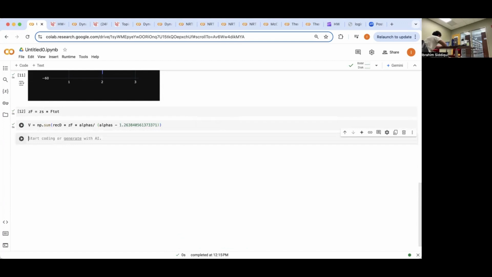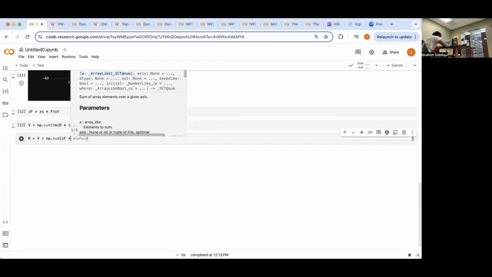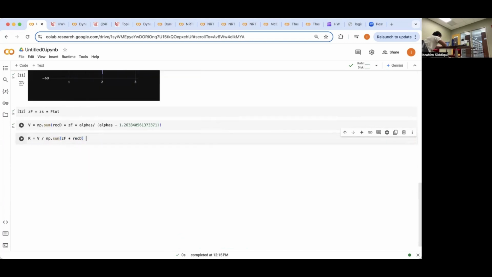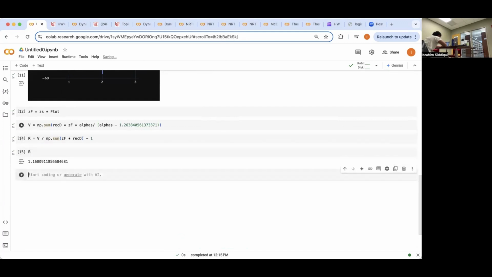Okay, so now what we're going to do is essentially solve for our reflux ratio, and our reflux ratio is going to be equal to our vapor flow rate divided by np.sum of our composition of our feeds times the rectifying of our distillates, and this is going to be minus 1. Okay. And now we can go ahead and solve for our reflux ratio, and we get 1.16, which looks good.